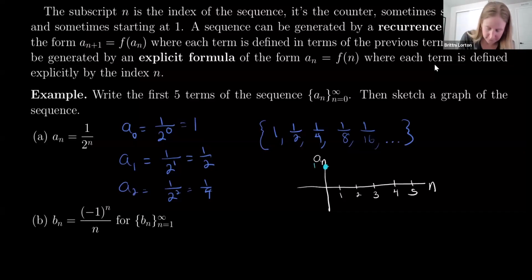And then when I plugged in 1, I got 1/2. So that's the ordered pair 1, comma 1/2, and then 1/4 and 1/8, and so on. The main difference here is you are not connecting the dots. This is not a continuous function. This is a discrete function. Okay, all right, so now we've got that example.